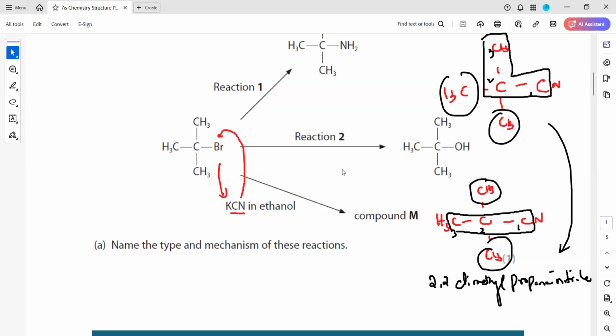Yes, it has to be with CN. Why does it have to be CN? Because that is now a functional group, the nitrile, and that will affect the chemical properties. That's why we cannot exclude this CN. It has to be there. So the IUPAC name for this compound is 2,2-dimethylpropanenitrile.